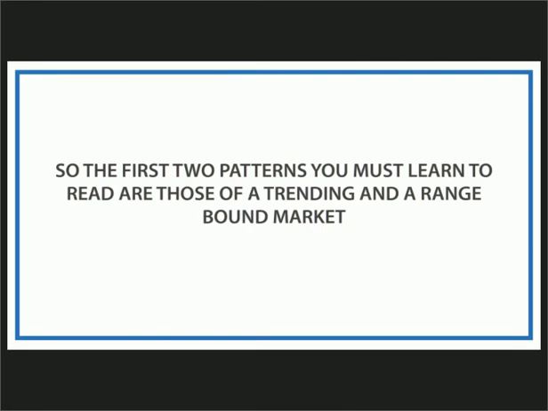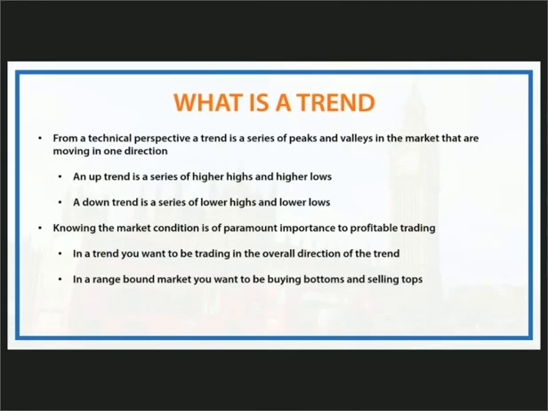So what is a trend? Well, from a technical perspective, a trend is a series of peaks and valleys in the markets that's moving in one direction. An uptrend is a series of higher highs and higher lows. A downtrend is a series of lower highs and lower lows. And knowing the market condition is of paramount importance to profitable trading. In a trend, we want to be trading in the overall direction of the trend. In a range-bound market, as I said, you want to be buying bottoms and selling tops.